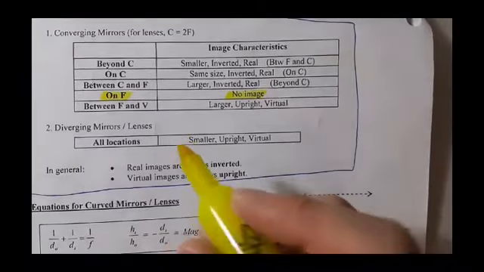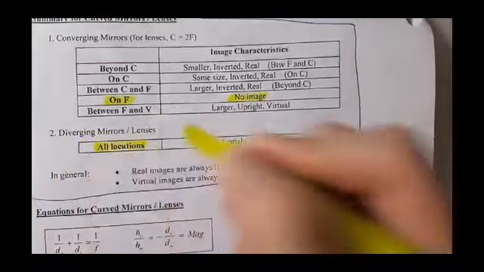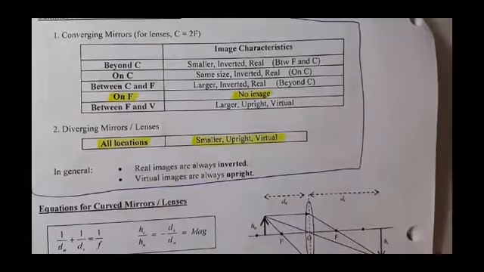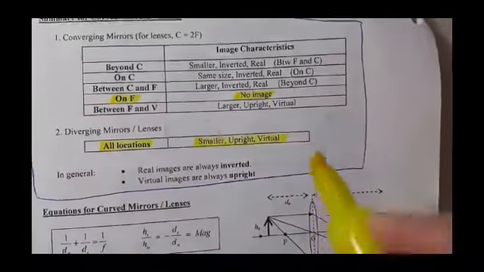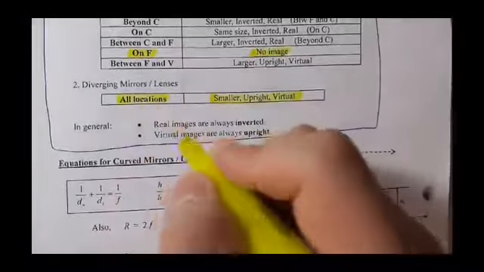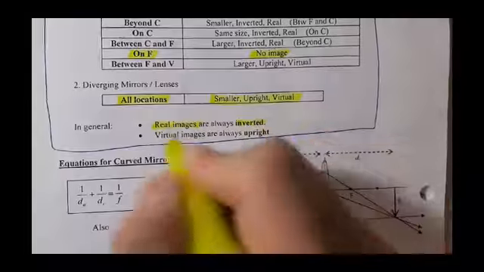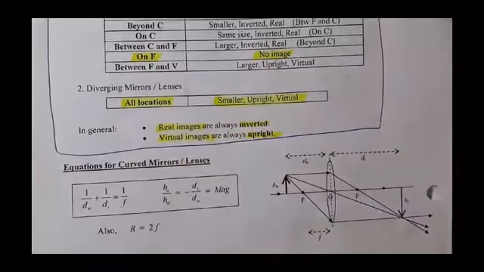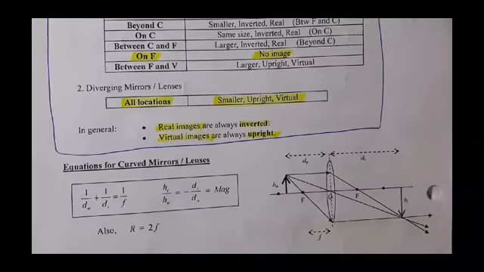In the other case, a diverging situation, at any location you will have a smaller, upright, virtual image. Generalized: real image is inverted, virtual image is upright. Have that in your mind. This may help you. And that's today's lesson.